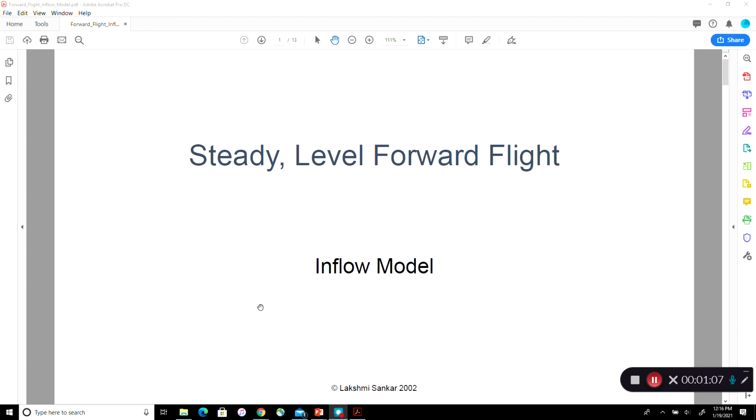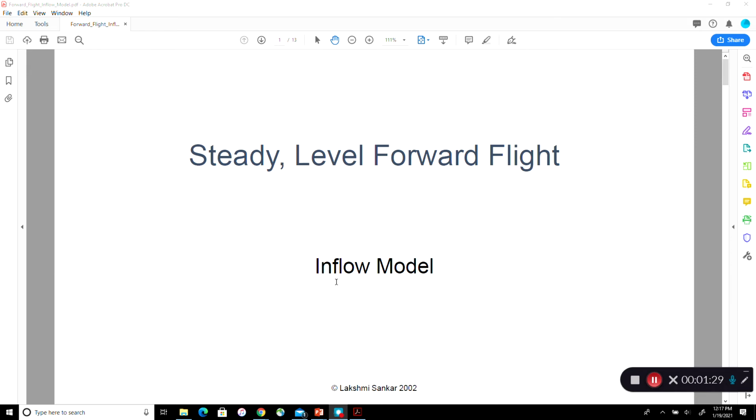The first thing we need is some idea of the inflow through the rotor. You may remember in hover, we first did the actuated disk model, then the more advanced combined blade element momentum theory model. We will do that in two steps. One is an actuated disk based model, and that's what we are going to do here.